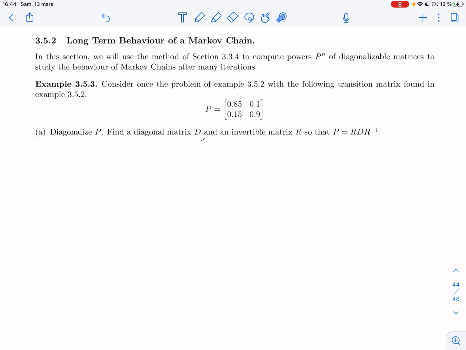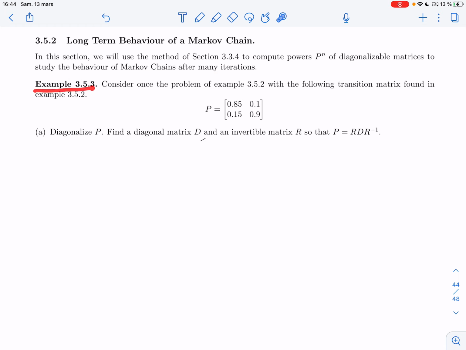In this video, we'll be looking at 3.5.2. We're going to talk about the long-term behavior of a Markov chain. In the last video, we linked Markov chains and the probability that it comes with to just multiplying a probability vector with P. So in this section, we'll use the method of section 3.3.4 to compute powers P^n of diagonalizable matrices, and we'll use it to study the behavior of a Markov chain after many iterations.